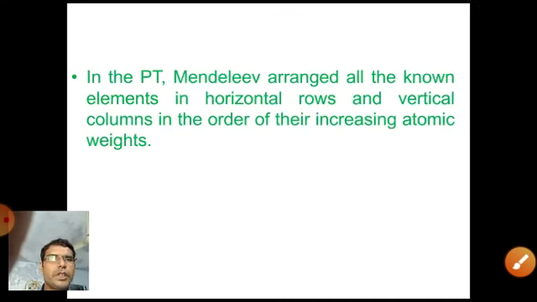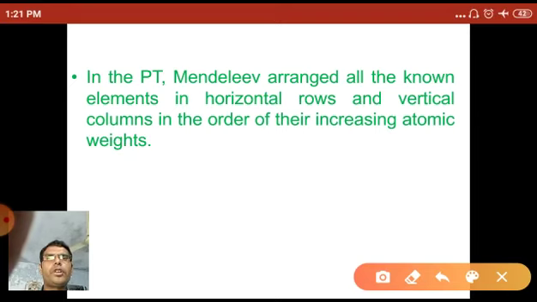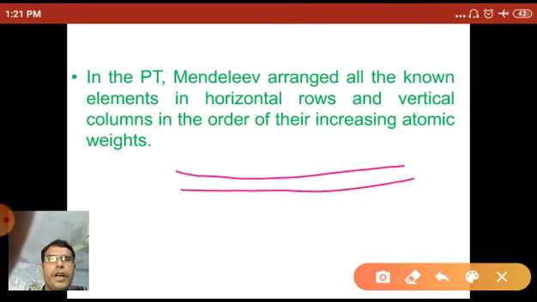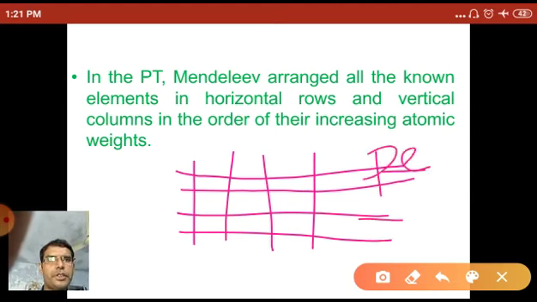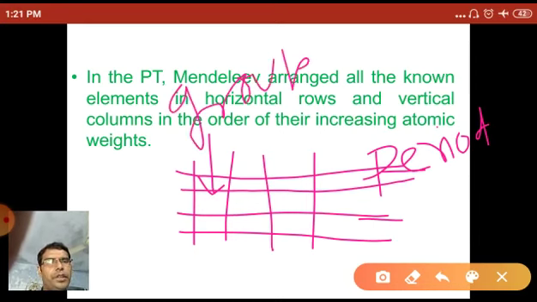Now next, in the periodic table, Mendeleev arranged all the known elements in horizontal rows and in vertical columns. The horizontal row is called the period by Mendeleev, and the vertical column is called the group by Mendeleev. So he arranged the elements in the horizontal rows and vertical columns in the order of their increasing atomic weight or atomic masses.